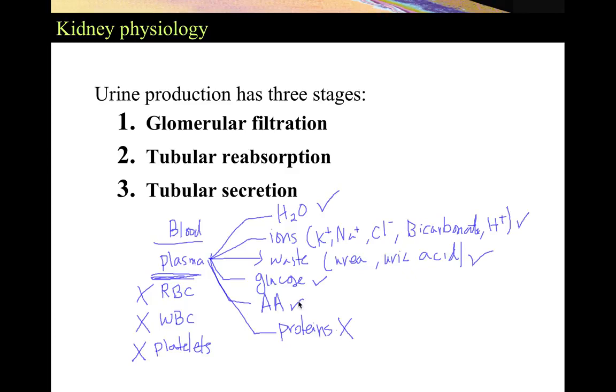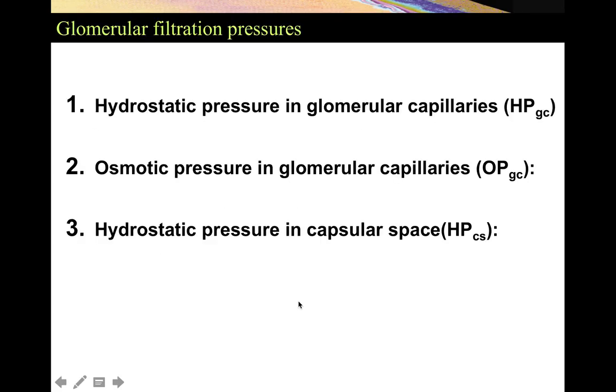Now, lastly, I'm going to just finish up with the pressures that are the driving force for the filtration. There are 3 different pressures that are working to make the glomerular filtration happen. It looks complicated, but it's really easy. Hydrostatic pressure is just the pressure that water puts on the membrane. If you look at this, we have a hydrostatic pressure that is associated with the glomerular capillary, or more specifically your glomerulus.